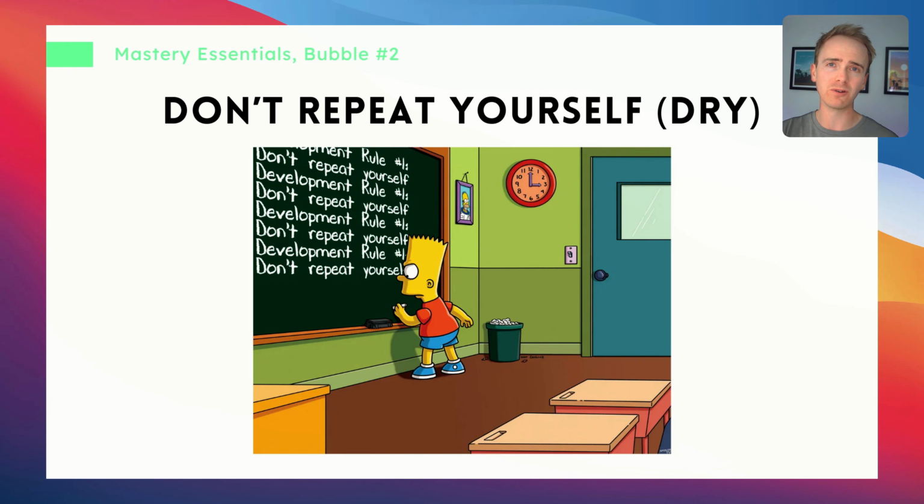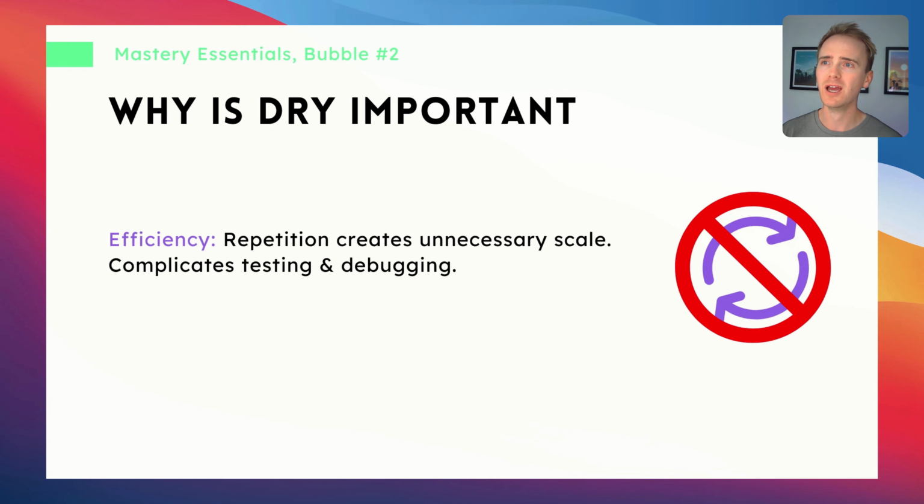And here's just a quick rundown of why DRY software development is important. First of all is efficiency. Repetition creates unnecessary scale, complicates testing and debugging. So in the early stages of building an MVP, you may well find that you've got two separate pages, but you have to perform the same action on each page. Maybe you've got a 3-step workflow, updating the user's first name, something like that, and you want to do that on 2 separate pages.